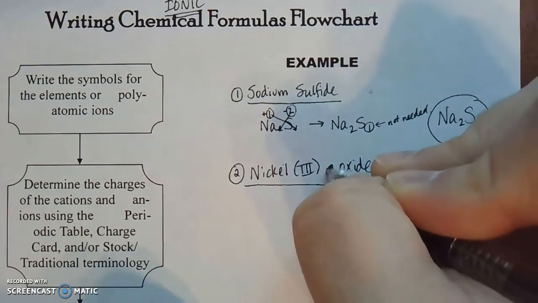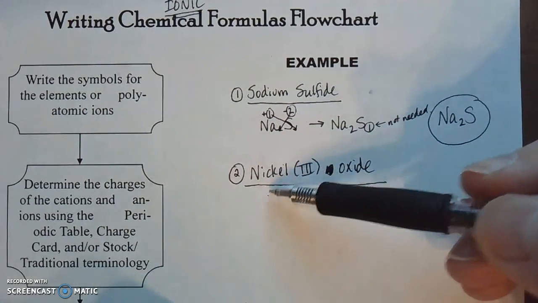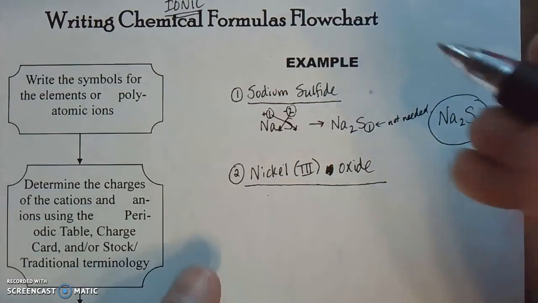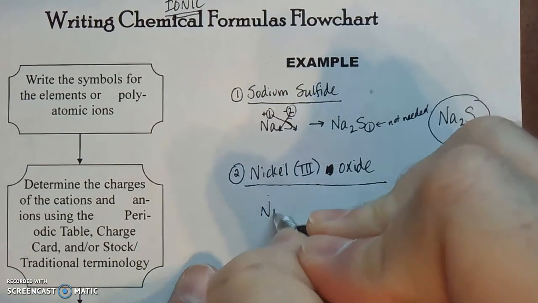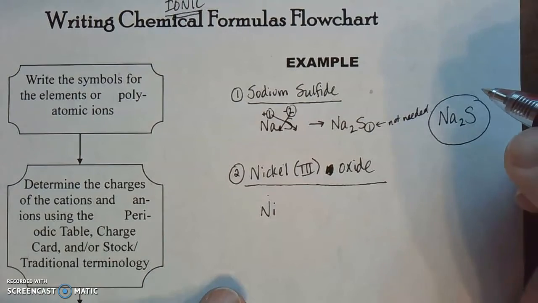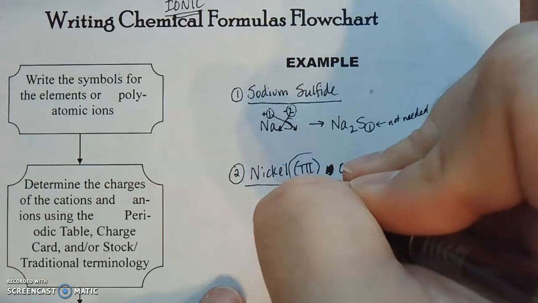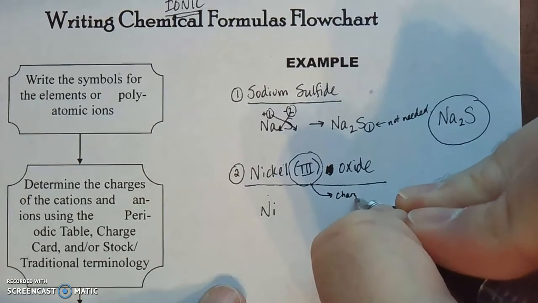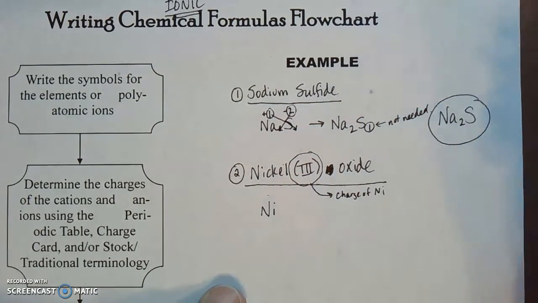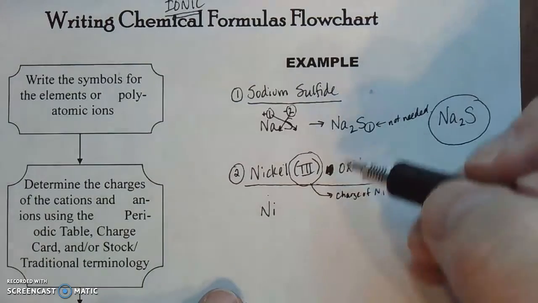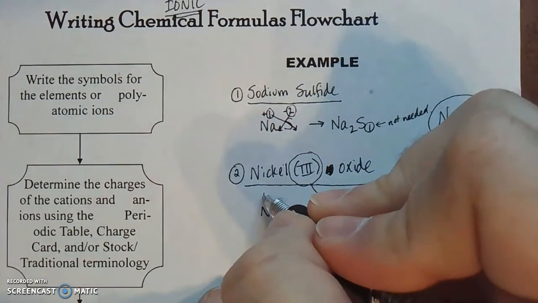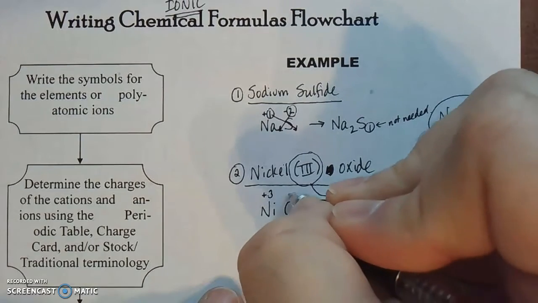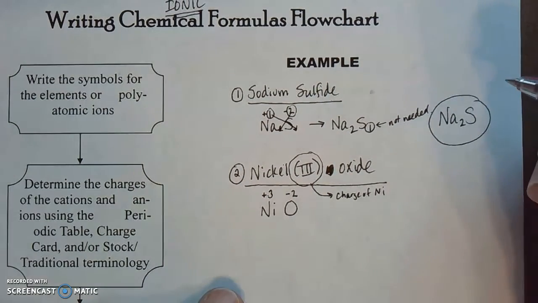Here's our second example. Nickel, Roman numeral 3, oxide. So with this one, nickel is Ni. This right here is a clue. This tells us the charge of Ni, not its subscript. Its charge is +3, so I'm going to write that above there. Oxide is oxygen. It has a -2 charge.